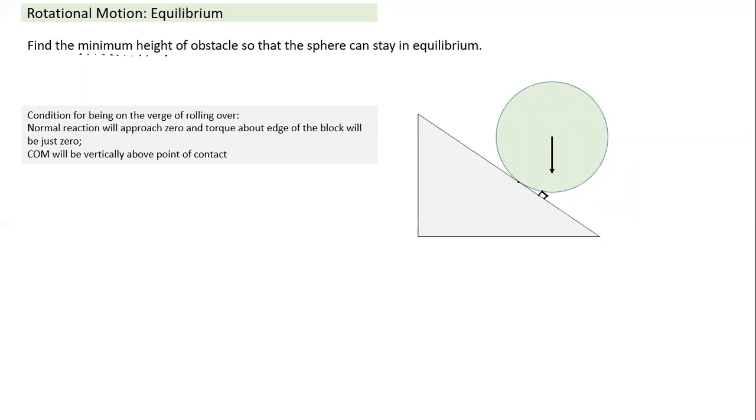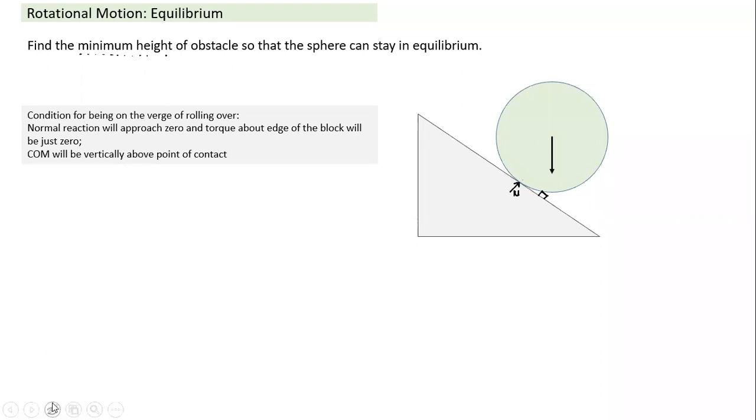Rolling over means the normal contact between the sphere and the surface will get lost. So as we keep increasing the height, the normal reaction will keep changing. The normal reaction has to become zero for it to roll over. That's one point. Then, if the normal reaction is becoming zero on the verge of rolling over, we are examining the condition: on the verge of rolling over, the normal reaction has become zero.